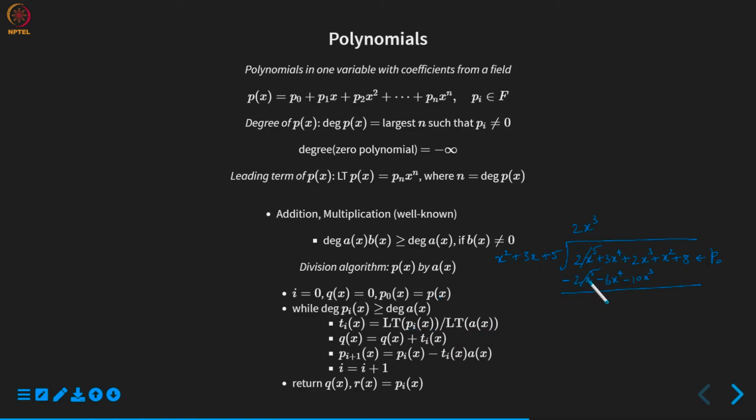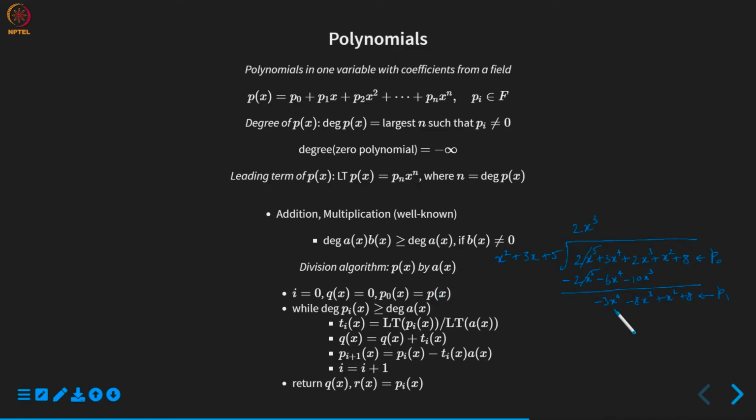So the degree of p_(i+1) will always be strictly lesser than the degree of p_i. That's a thing that we'll maintain. So you will have minus 3x^4 minus 8x^3 plus x^2 plus 8. So this will be p1, isn't it? And then you do this again. You keep repeating it, increment i and repeat.